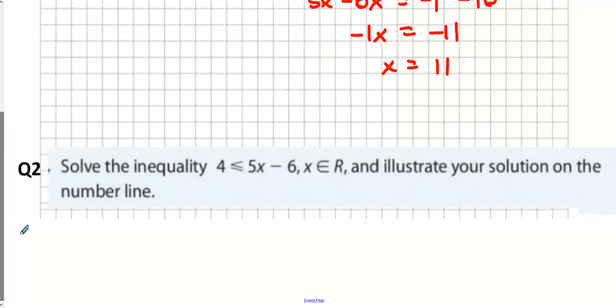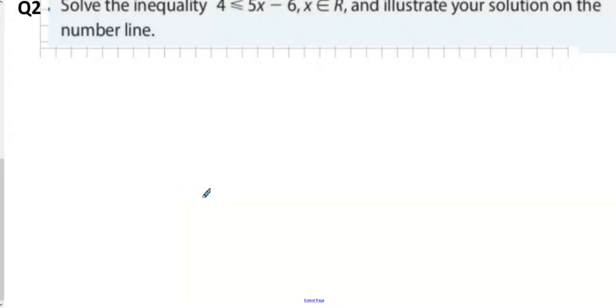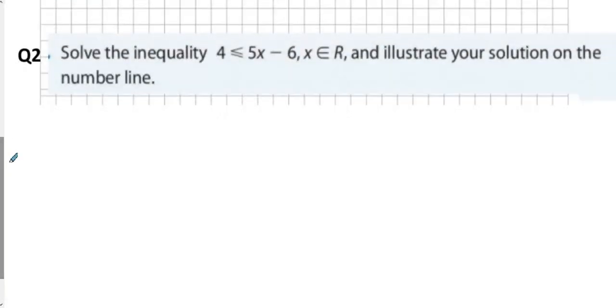Okay, question 2, a number line question. So once again, the key thing to remember about inequalities is if 4 is smaller than 5, and I multiply both sides by minus 1, it will cause the sign to reverse, as minus 4 is bigger than minus 5. So just remember that when you're doing this question, okay?